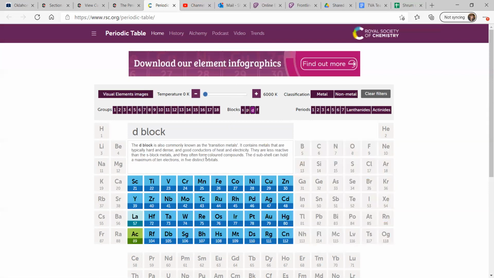And then you get your D block. These are the transition metals. They contain metals that are typically hard and dense, good conductors of heat and electricity. They are less reactive than the S block, and they often form colored compounds. The D subshell can hold a maximum of 10 electrons in 5 distinct orbitals. 1, 2, 3, 4, 5, 6, 7, 8, 9, 10.